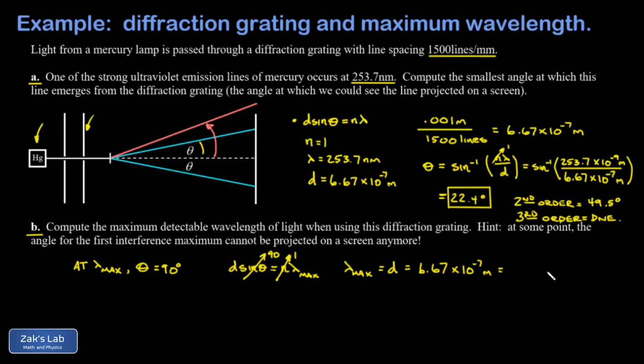And if I convert this to nanometers, that's 667 nanometers. That's all the way at the red end of the visible spectrum. And so this diffraction grating is simply incapable of projecting a constructive interference for any wavelength that big or bigger.